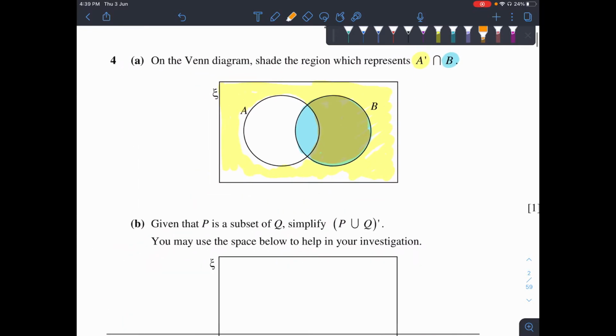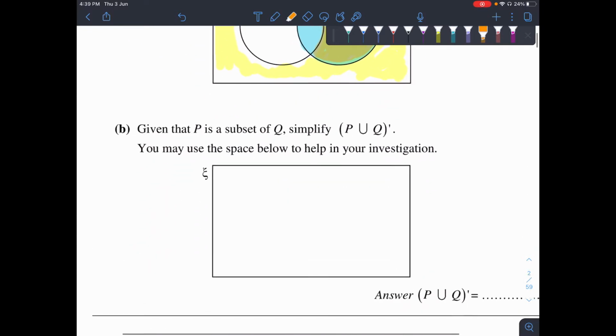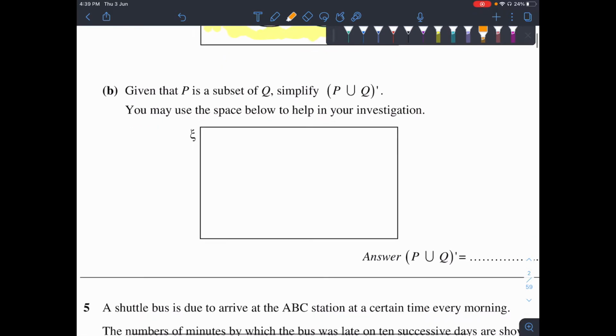Okay, so for the next question, given that P is a subset of Q, simplify (P union Q) prime. They allowed us to use this space below to help us visualize it. For the first step, P is a subset of Q. So this means that P is within Q. It should look something like that.